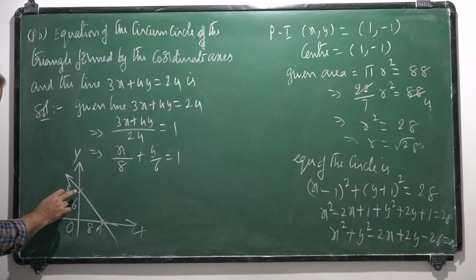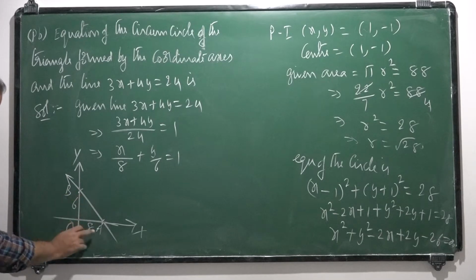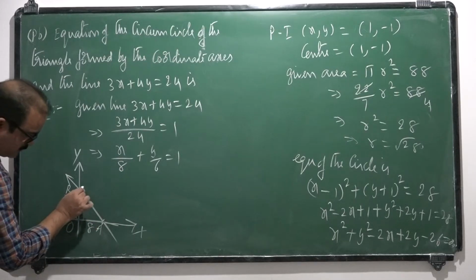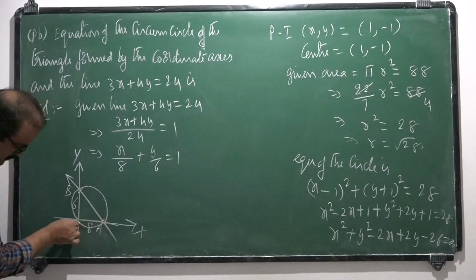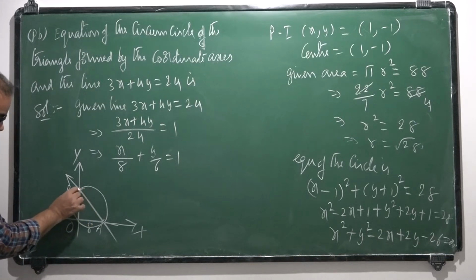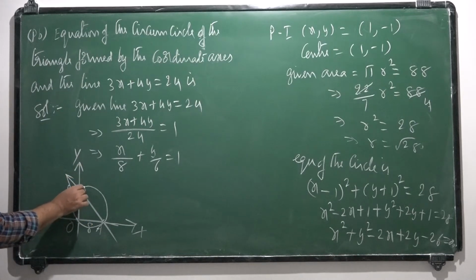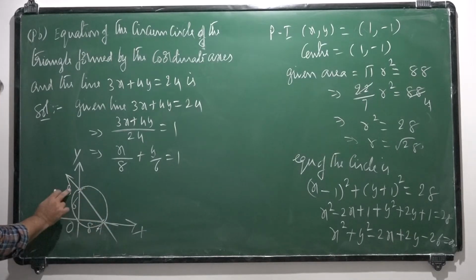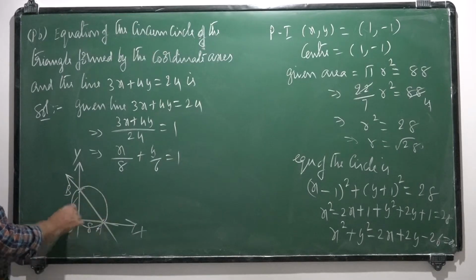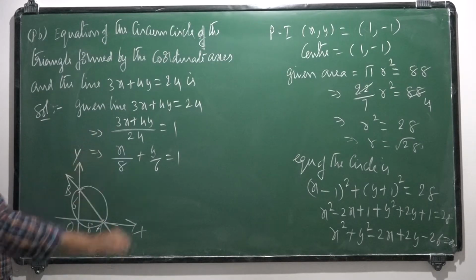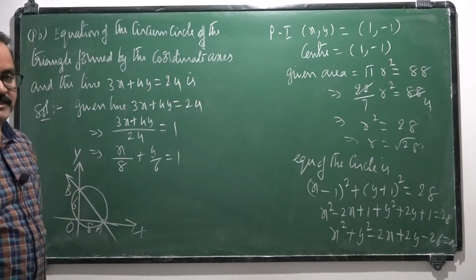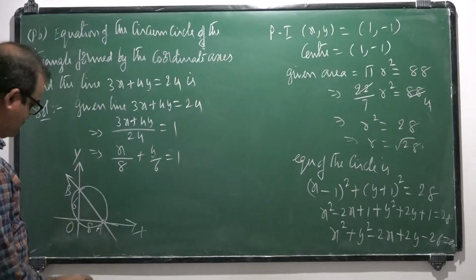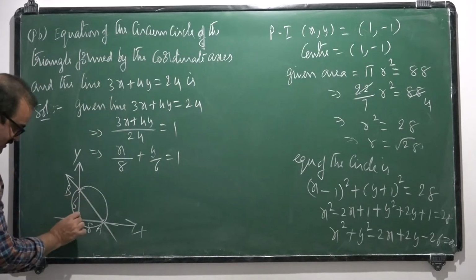Circumcircle means it is the circle passing through 3 vertices of a triangle. What are the vertices here? O, A, B. Now find the equation of this circle. To find the equation of a circle, we need center and radius. Here observe that this triangle is a right angle triangle.